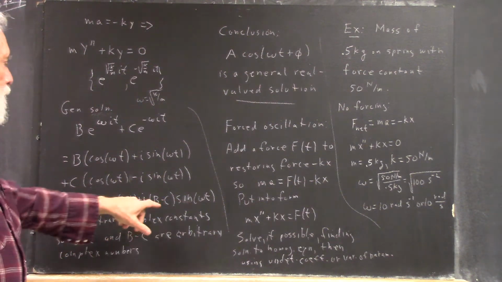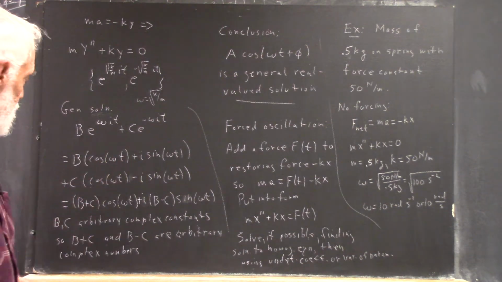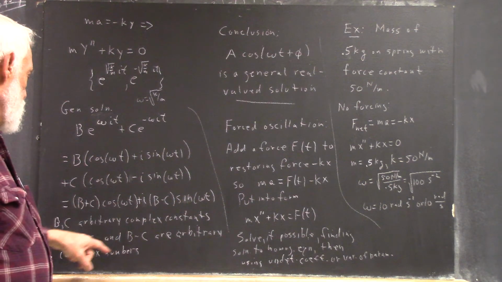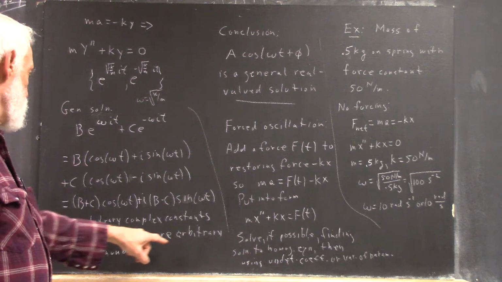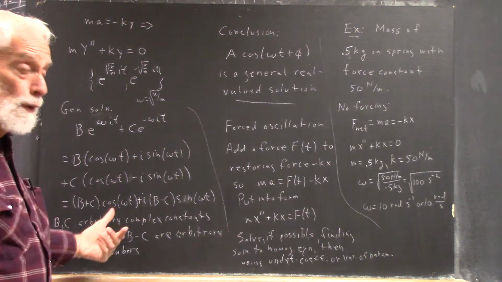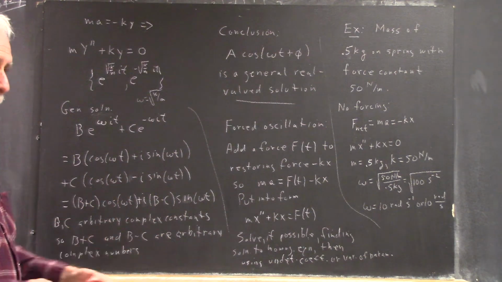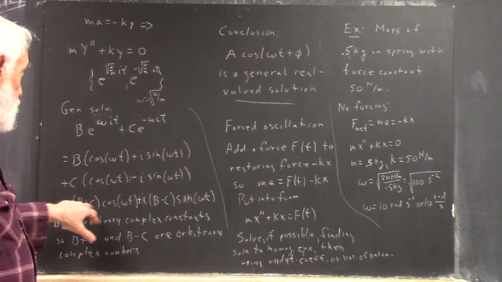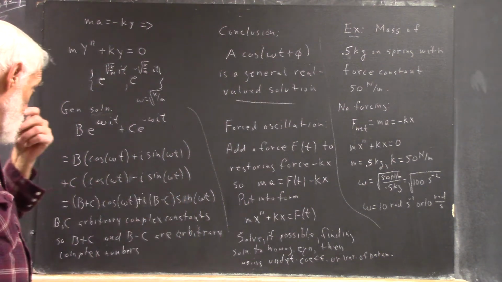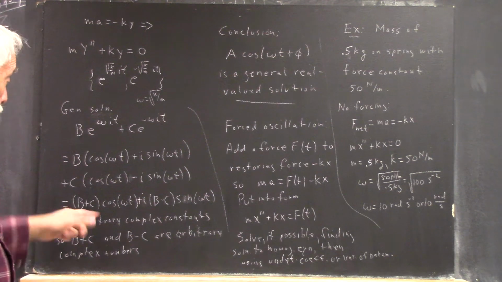b plus c and b minus c could be set equal to any two constants, okay? Because b and c are arbitrary complex constants, b plus c and b minus c are arbitrary complex numbers. In other words, if we set this equal to c1 and this equal to c2, we can find the b and c that make that happen. So we might as well call this c1 cosine omega t plus i times c2 sine omega t. Now, of course, c1 and c2 are complex constants, complex numbers.